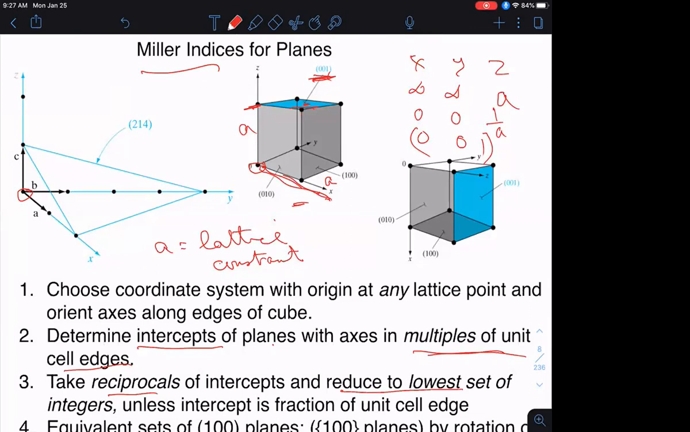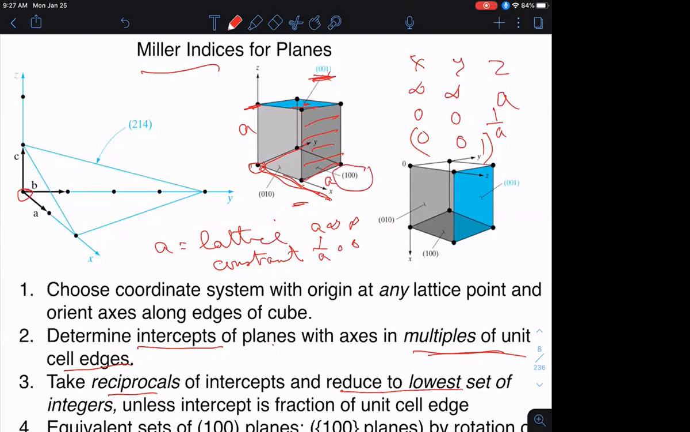Now let's look at this particular plane, for example. What are the Miller indices of those? Well, the intercept along X is A. Intercept along Y, infinity. Intercept along Z, infinity, right? So you take the reciprocals, I get 1 over A, 0, 0. So the Miller index of this plane is 1, 0, 0.